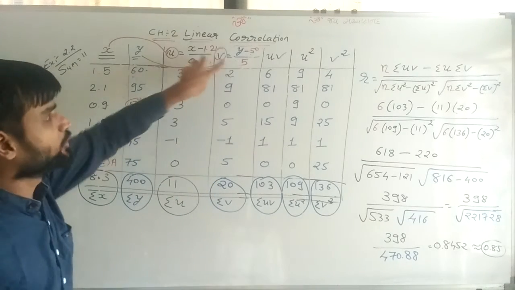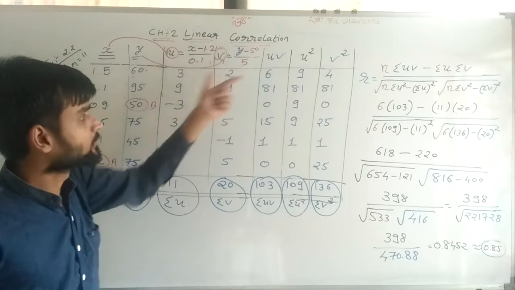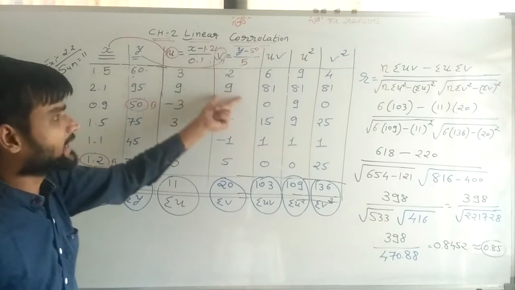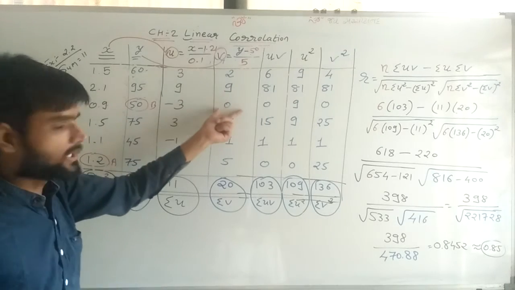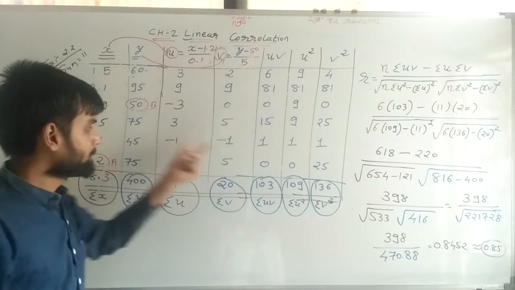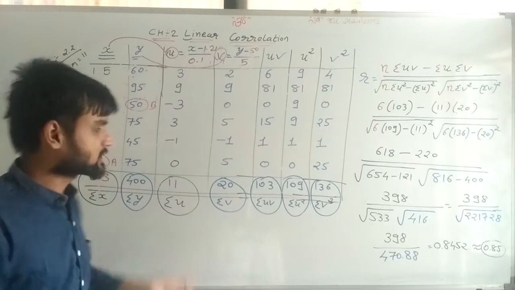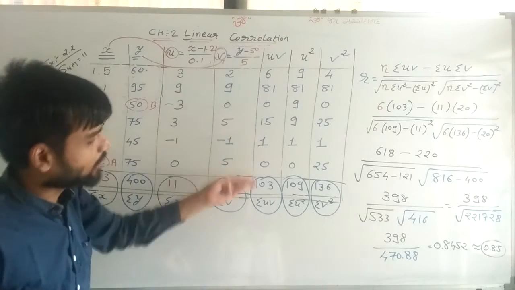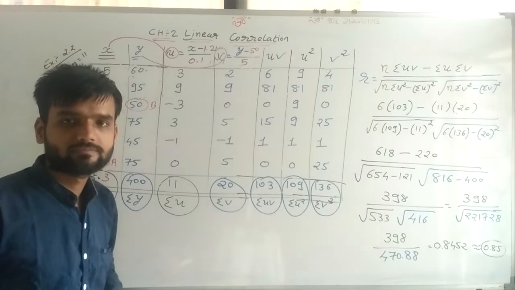uv. So multiply u into v. Multiplication of these two: 3 2s are 6, 9 9s are 81. Multiply with 0, answer 0. 3 5s are 15. Minus 1 plus 1, 0 into 5, 0. Simple. Now make the total of this: 103.